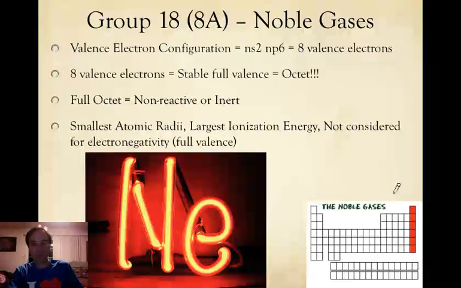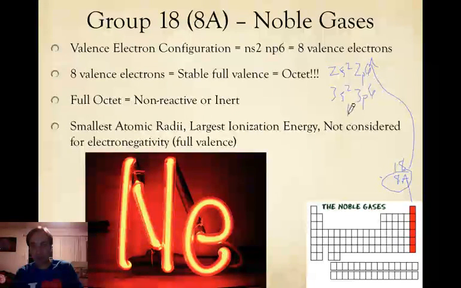Now the last major group that I want to talk about is the last group on the periodic table, group 18 or 8A. Remember these numbers with the A after them coincide with the valence number. So noble gases have 8 valence electrons. Their configuration would be ns2, np6, so that means 2s2, 2p6, or 3s2, 3p6, and so on. There is one exception. It is a noble gas, but it won't have this configuration.